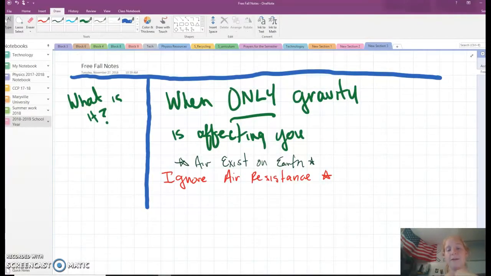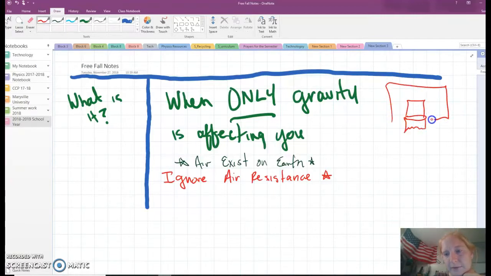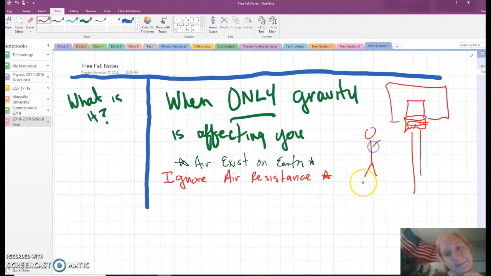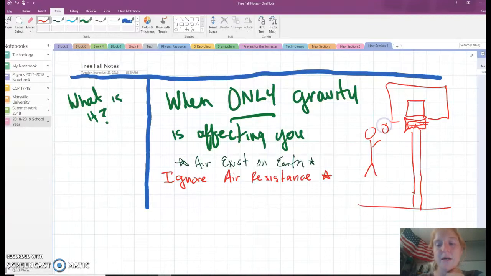So I want you to conceptualize this. I'm going to zoom out a little bit and draw myself a little basketball hoop. Here's my basketball hoop. And then here's a guy shooting a jump shot. Here's the ground. He has a huge leap. I don't think that's realistic, but whatever. Here he is shooting a basketball.